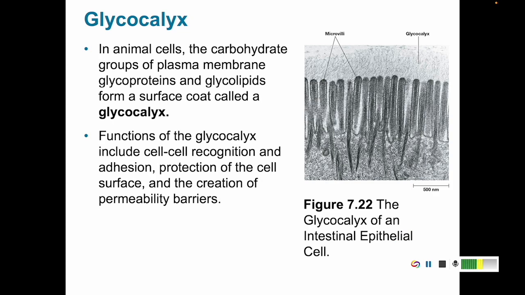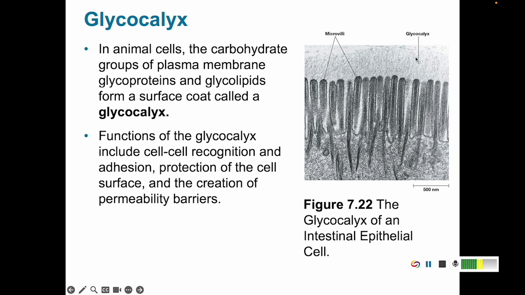A glycocalyx is something that we have in animal cells and sometimes even in bacterial cells. The glycocalyx is the carbohydrate parts of the plasma membrane, glycoproteins, and the glycolipids forming this sugar layer. That sugar layer is called the glycocalyx. So here, this is the glycocalyx of this cell. Here's the microvilli, and here's the cytoplasm underneath it.